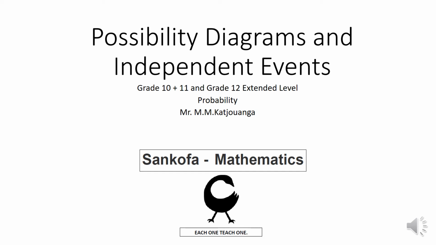I am doing possibility diagrams and independent events. I'm going to do 3 questions. This content is suitable for learners who are doing grade 10 and grade 11 in Namibia. This is the new syllabus, and also for learners who have grade 12 extended level. You can use these 3 questions, which come from the textbooks that you use at school, and revise your work accordingly. So let us start.